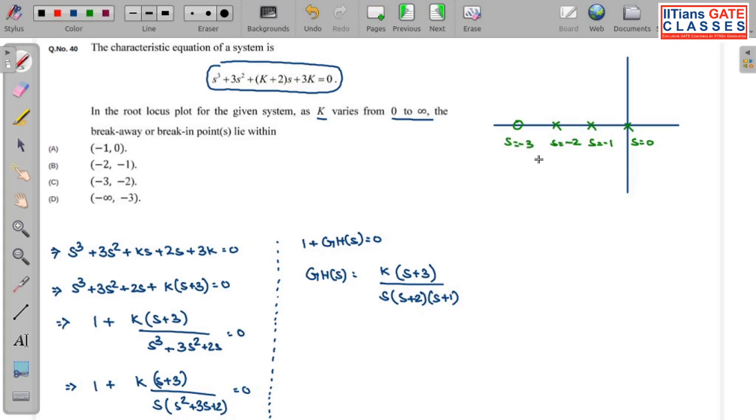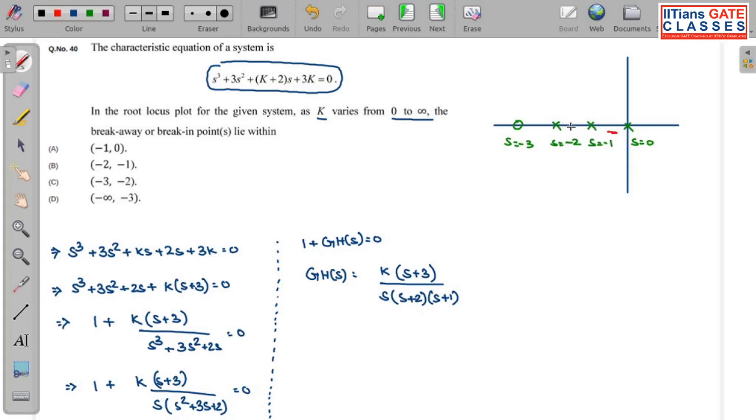Now tell me which of the following, meaning in the real axis, which of them are part of the root locus? Is this a part of the root locus, from minus 1 to 0? Yes, obviously it is a part of the root locus. Why? To the right side, if I take a point here, the number of poles and zeros of the open loop system is 1, and whenever it is an odd number, that is part of the root locus. So this part is a part of the root locus.